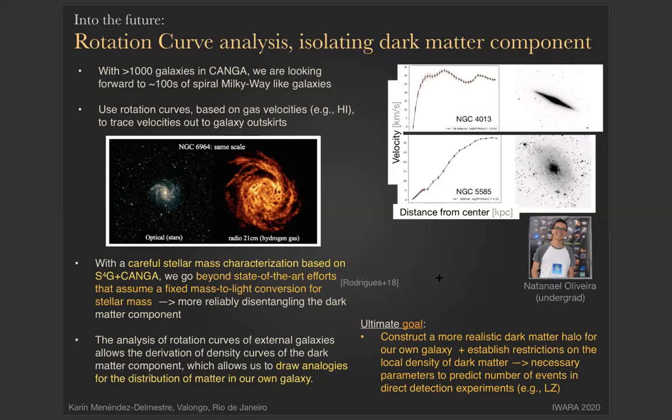We're starting this with just a couple of galaxies. This is work that we're developing with Nathaniel Oliveira, another undergraduate student. And the ultimate goal, as I said, is to construct a more realistic dark matter halo for our own galaxy and establish a number for the local density of dark matter in the solar vicinity. And this is something that we will achieve as Kanga continues to grow.